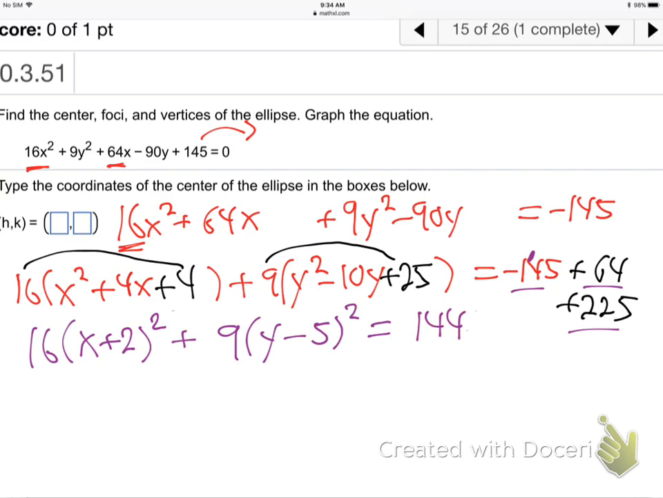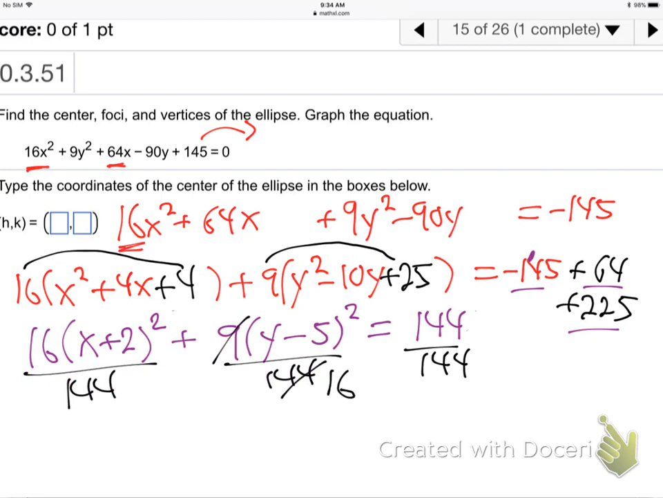Last step to give it the right look. Divide by 144. Make it a 1. We always make it a 1 on the right side. Divide through by 144. 9 goes into 144 16 times. 16 goes into 144 9 times. There we go. Now it's got the right look. The rest, can I just go dot, dot, dot? You know how to graph it from here, right?